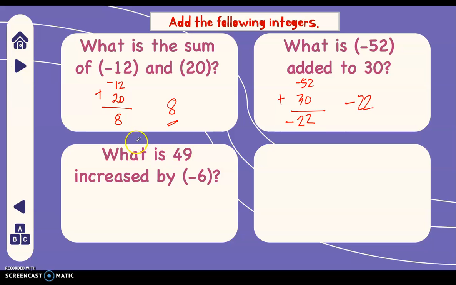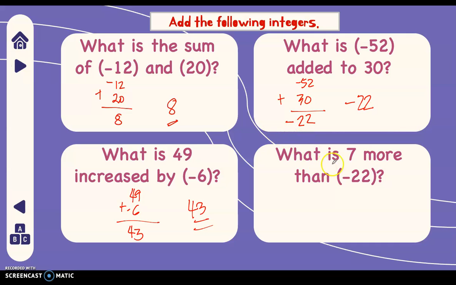Next, what is 49 increased by negative 6? So they have different signs, or they have unlike signs. Therefore, what we're going to do is to subtract. So this is 43. Then copy the sign of the greater absolute value. 49 is greater than 6 and the sign of 49 is positive, so the answer is 43.